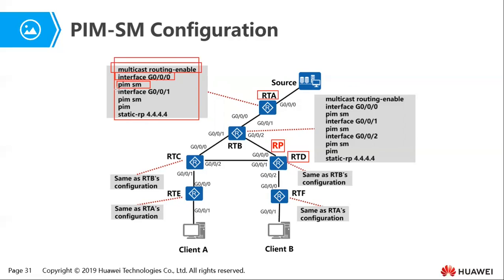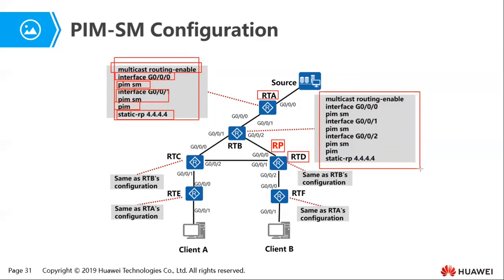After enabling PIM on the interfaces, we also enable PIM in system view by just typing pim. We go into PIM view. Then you do static-rp 4.4.4.4. So you're simply specifying RTD as the rendezvous point. That's why we say that everyone must be aware of the rendezvous point in the multicast network.